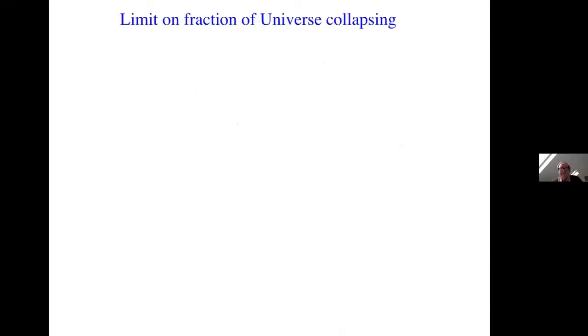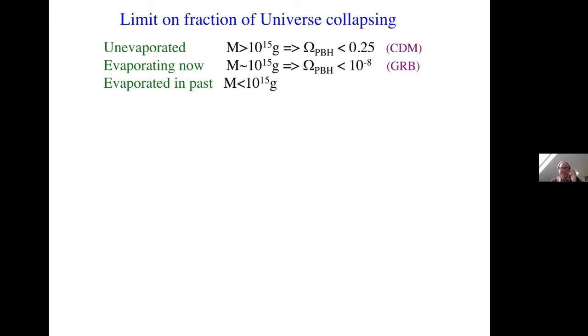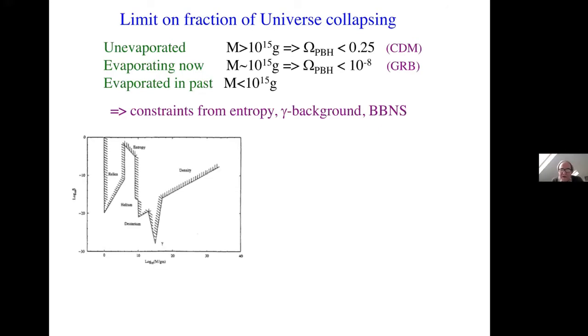Now, I want to just elaborate a bit more on these constraints, because if we ask what the constraints are, obviously the ones which haven't evaporated have got to have less than the CDM density. If they've evaporated, they have to have less than the gamma ray background density. If they evaporated in the past, they have all sorts of effects on the background radiation, and they generate entropy and affect Big Bang nucleosynthesis. So these are some constraints. The shaded region is excluded. This is beta as a function of mass.